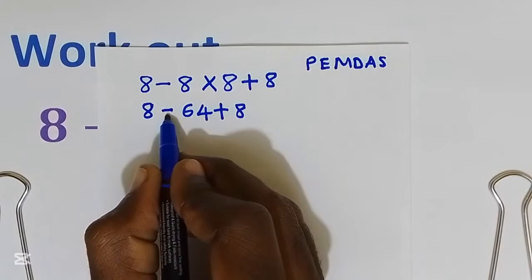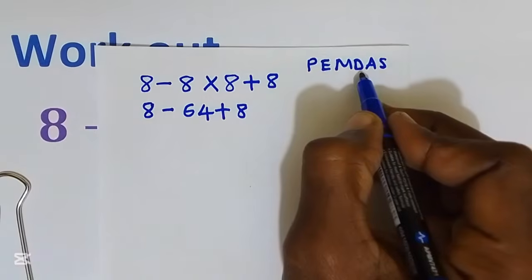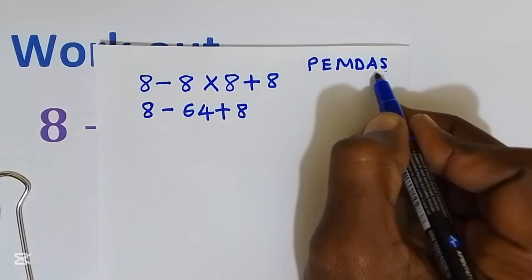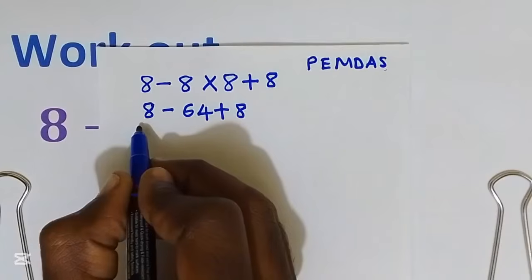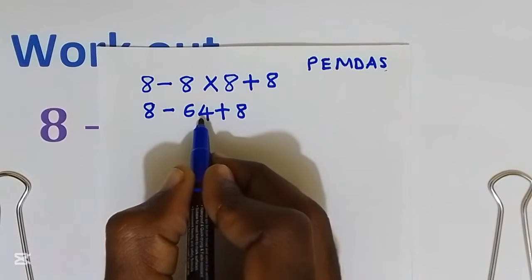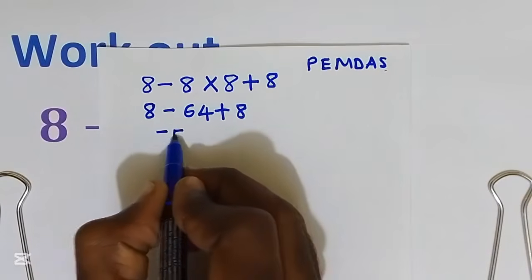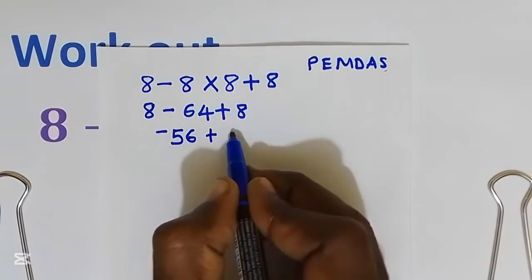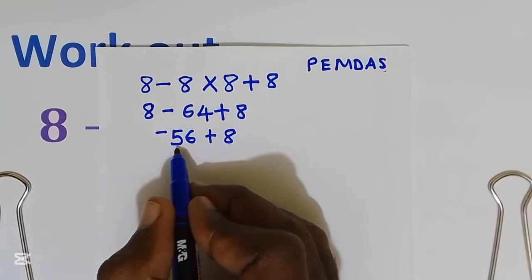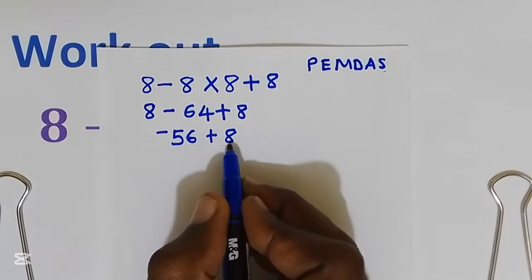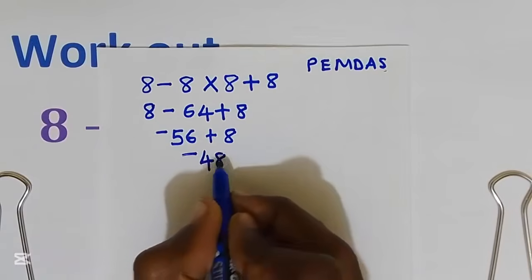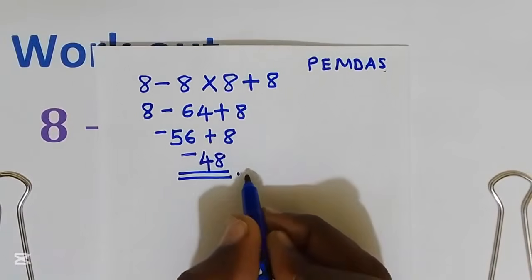Now we have subtraction and addition, and according to PEMDAS, they all carry the same priority. So since we are going from left to right, we are going to start with 8 minus 64. We are going to get minus 56 plus 8. Now we are going to finish with addition. Minus 56 plus 8, we get minus 48. And this is our final answer.